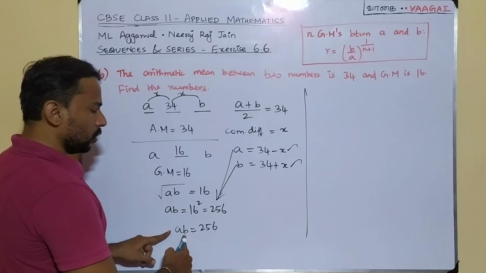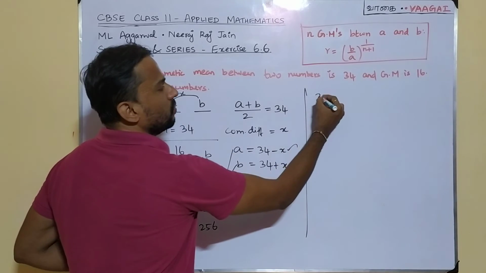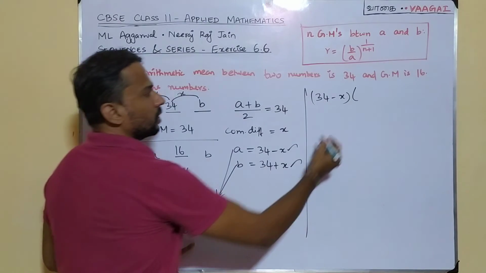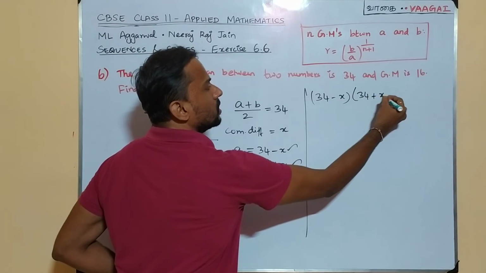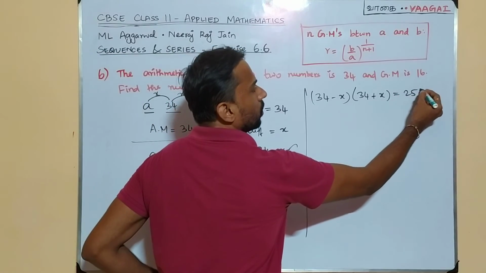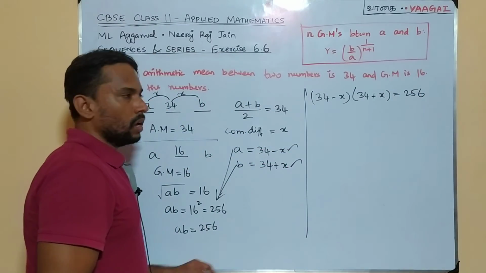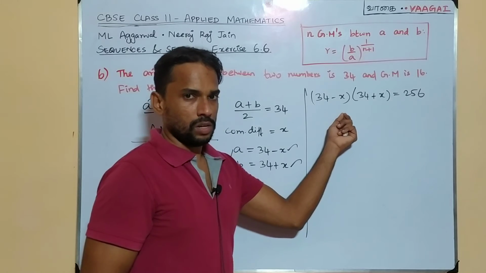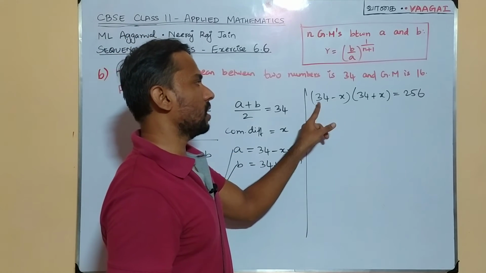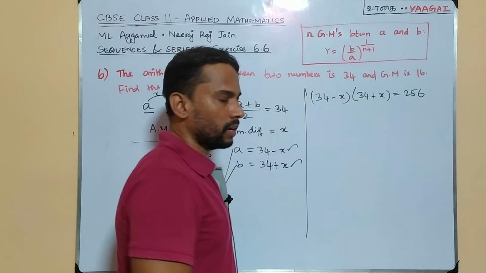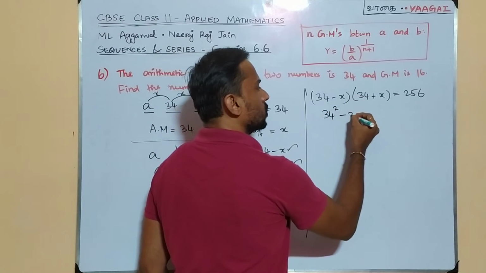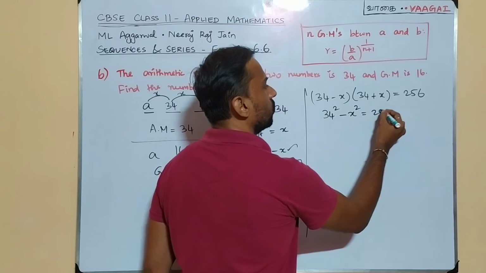So A into B, that is (34 minus x) into (34 plus x), is equal to 256. We'll put it here. Done. Now shall we expand this? If you expand it, this is like (A minus B) into (A plus B), so you will get A square minus B square: 34 square minus x square is equal to 256.